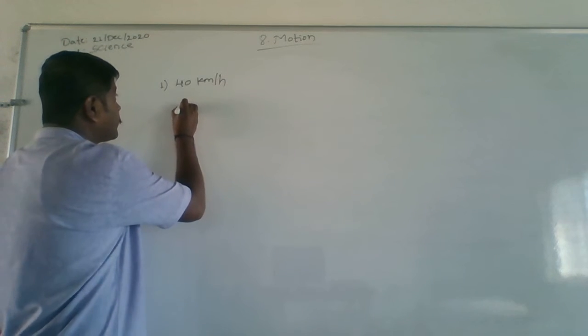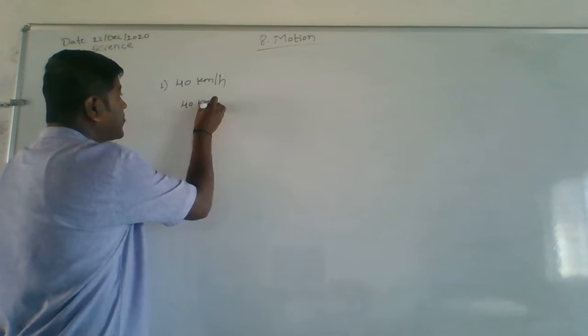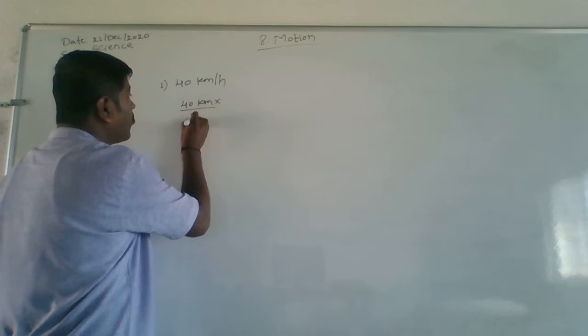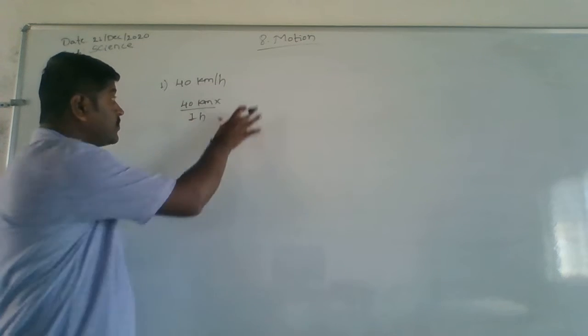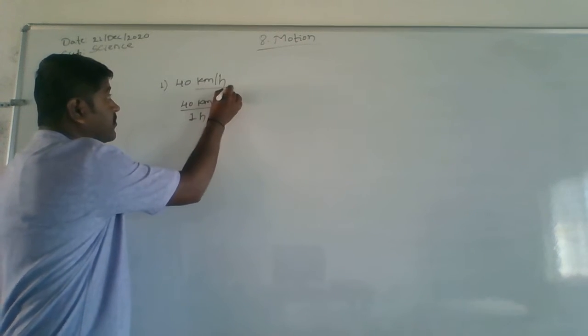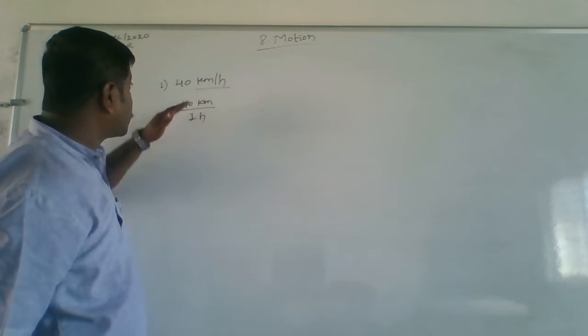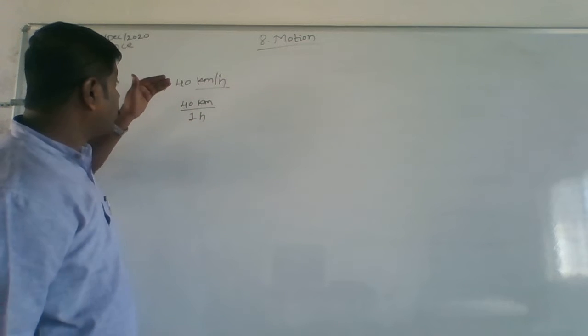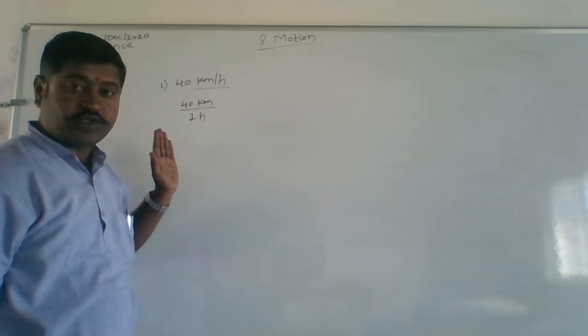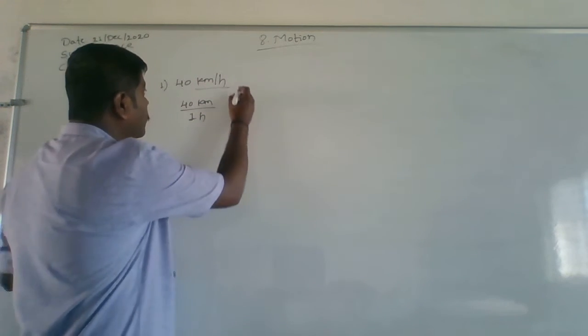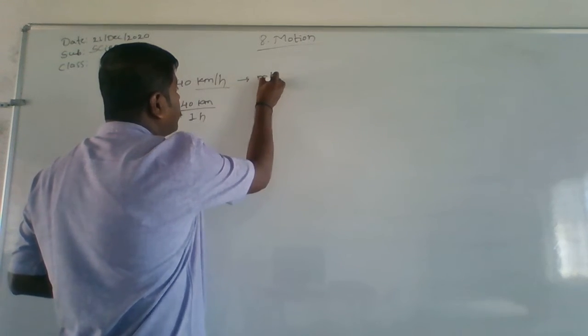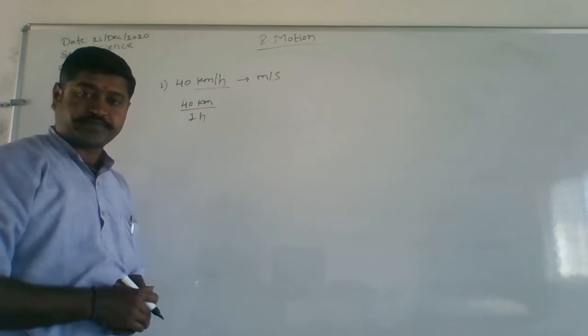That is what we will do, 40 kilometer by 1 hour, right? So this km per h is written like this. Is this clear? So 40 kilometer per hour, we wrote it as 40 kilometer by 1 hour. So now what we have to do is convert it to meter per second.